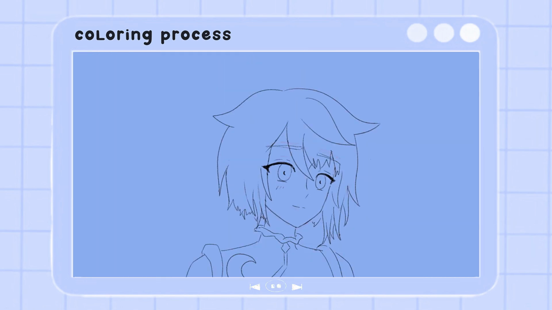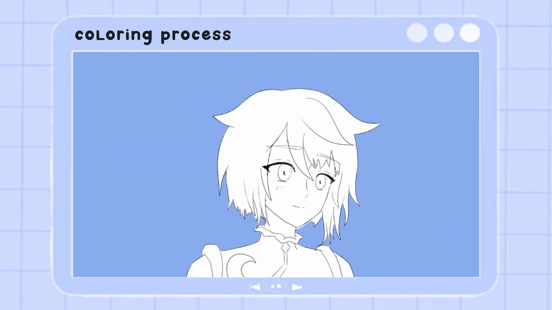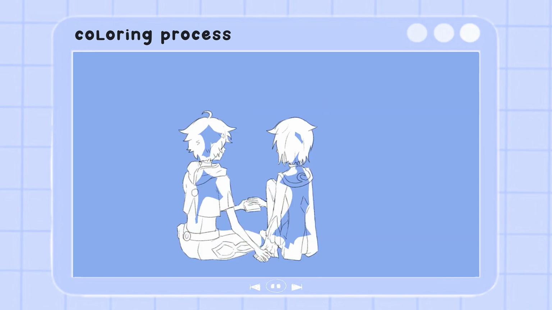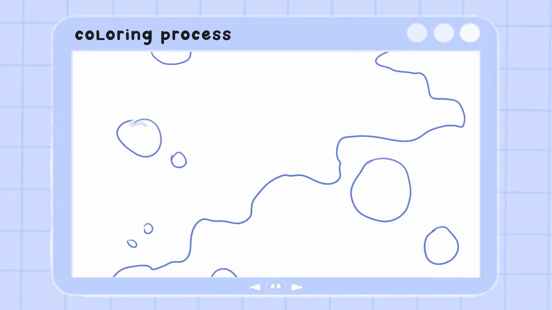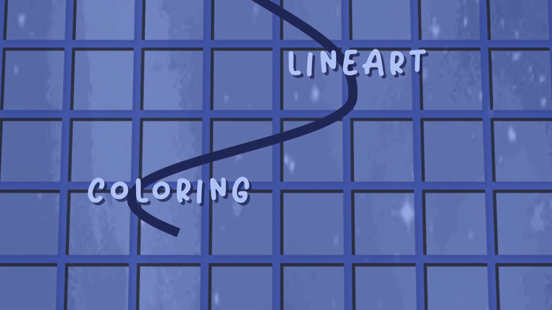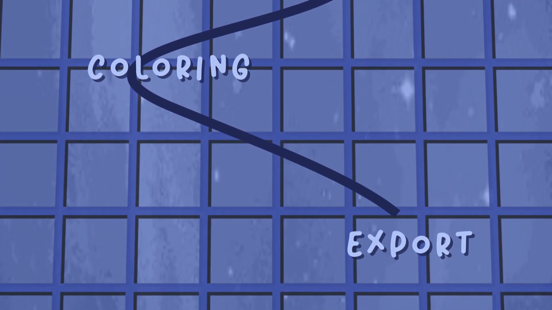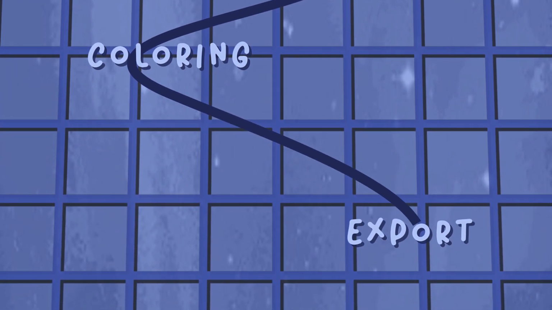But if you want to add some shading in the drawing software, I would advise to do it on a separate layer so you can easily change it up. After you're done with your animatic with the 2D drawing step, you have to export it. And now I'll show you how I would go about that in Krita.